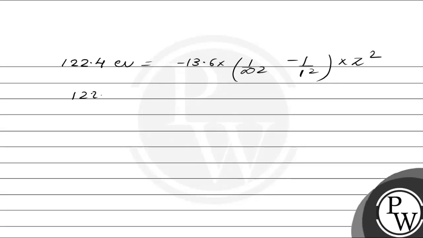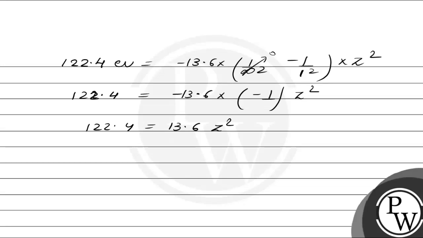In this case, we can write delta E as 122.4 electron volt. This must be equal to minus 13.6 into 1 upon n final, infinity square, minus 1 upon initial square, that is 1 square, and this is Z square. So students, 122.4 must be equal to minus 13.6 into this term will be 0, and this is minus 1 upon 1 square will be 1 into Z square. So 122.4 is equal to 13.6 Z square. From here Z square is equal to 9, and Z will come out to be 3. This shows that atomic number of this atom is 3. So option A is correct.